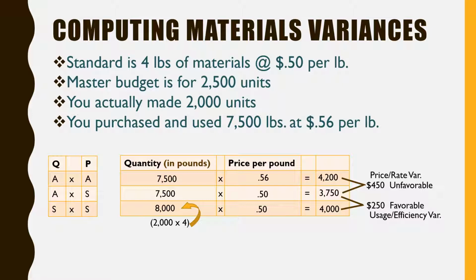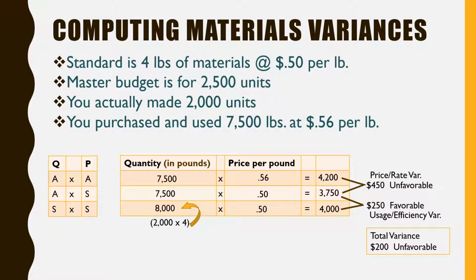If we look at these two together, notice one's favorable and one's unfavorable. If they went in the same direction, we'd add them, but since one's negative and one's positive, the net between those two is my total materials variance, $200 unfavorable. So you would generally go yell at the purchasing department for the price, and in this case, give your production department a pat on the back.